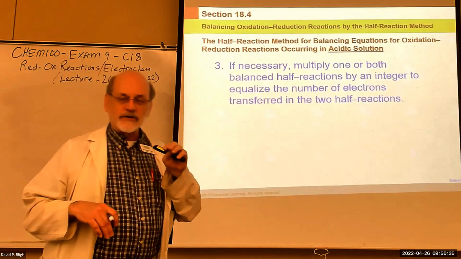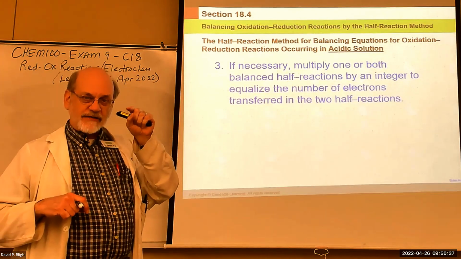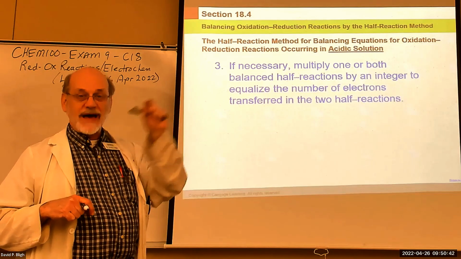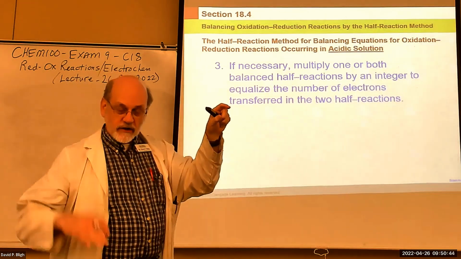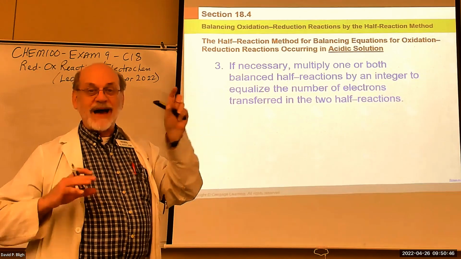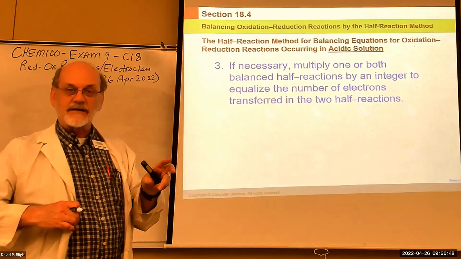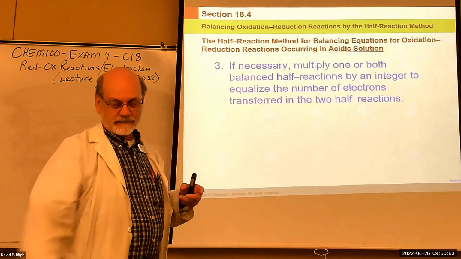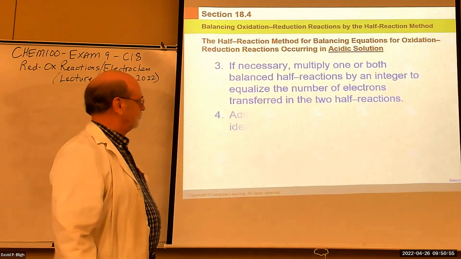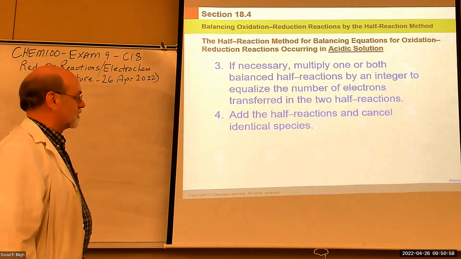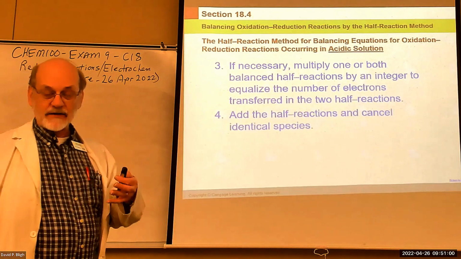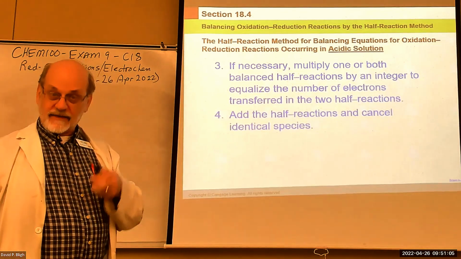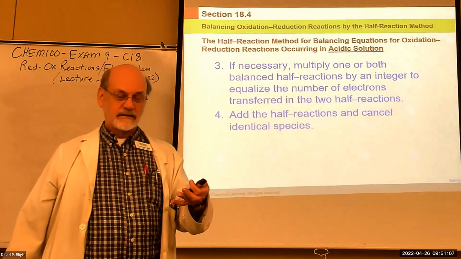Then what you have to do is be sure that the same number of electrons that go into the oxidation step or come out of the oxidation step go into the reduction step. Got to balance the electrons. And you do that with a coefficient multiplied by the entire equation. Once you get the electrons balanced, then you can add the two back together.